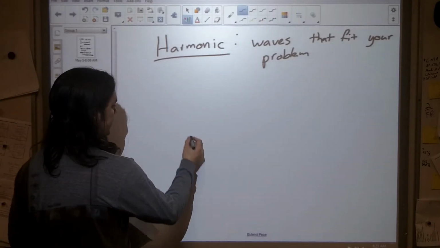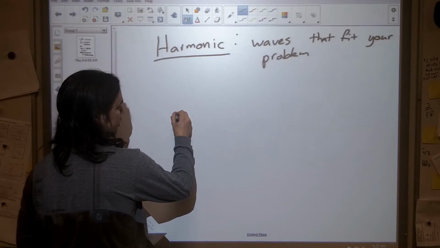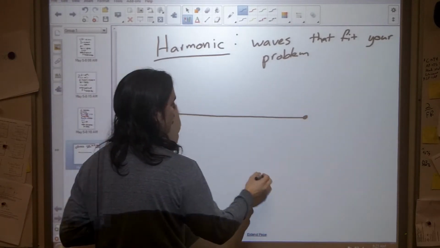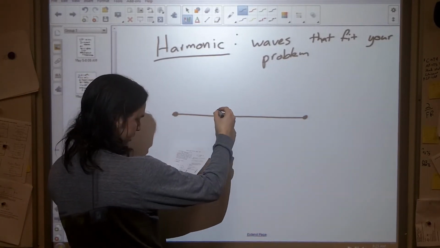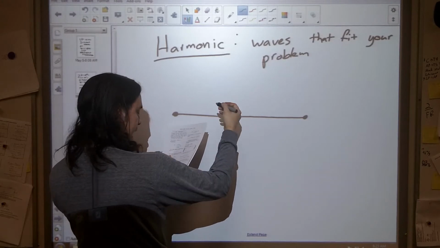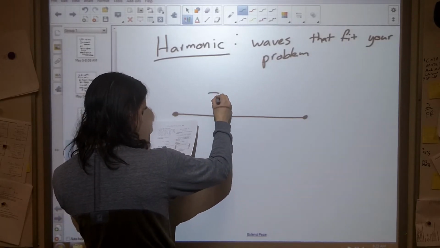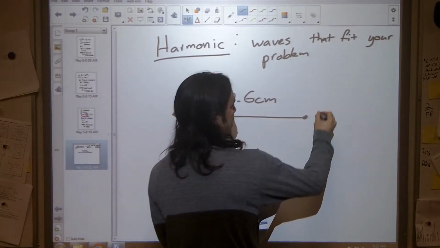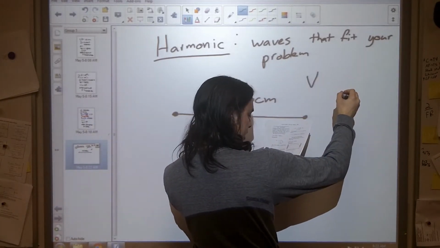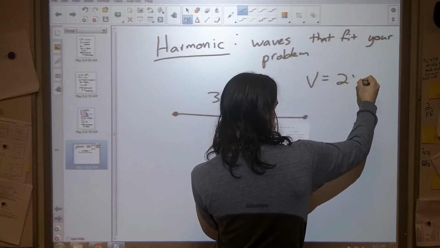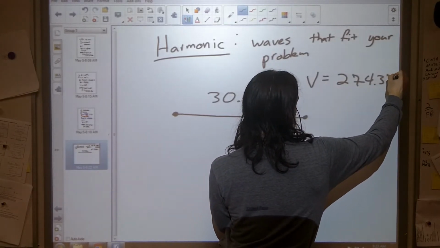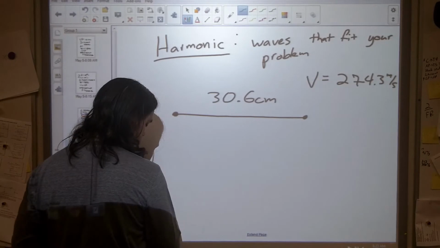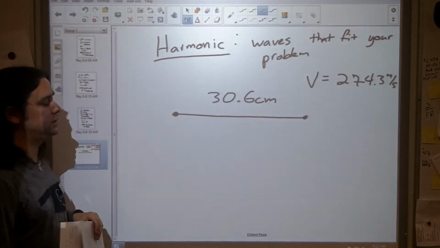So let's take a look at a violin string. It's a lot like the guitar string that we've looked at in class. Now, we've got it pinned down on both sides. We're going to talk about that in just a moment. And we say that this length is 30.6 centimeters, and that there's a wave speed of 274.3 meters per second.